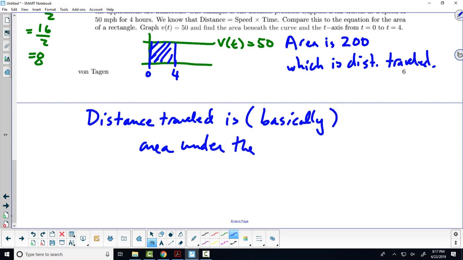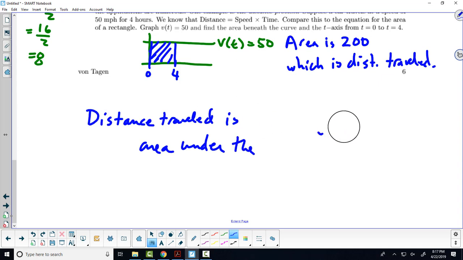In fact, if I want to be exact, I could be exact. The distance you traveled is the area under the speed curve. Your displacement is the area under the velocity curve. That's a silly issue that we'll worry about in the next section.